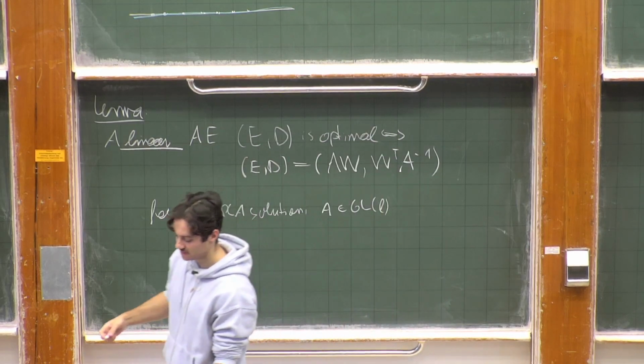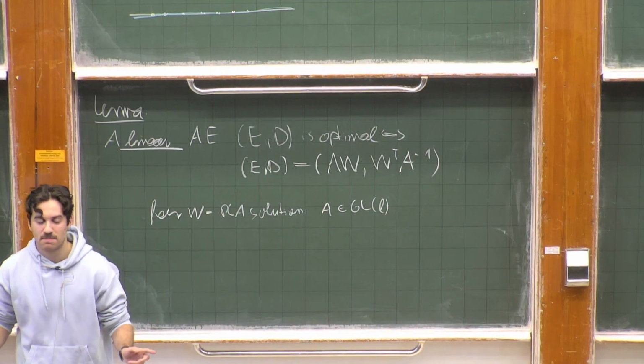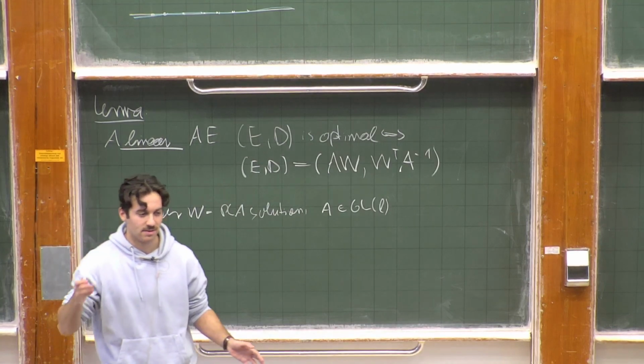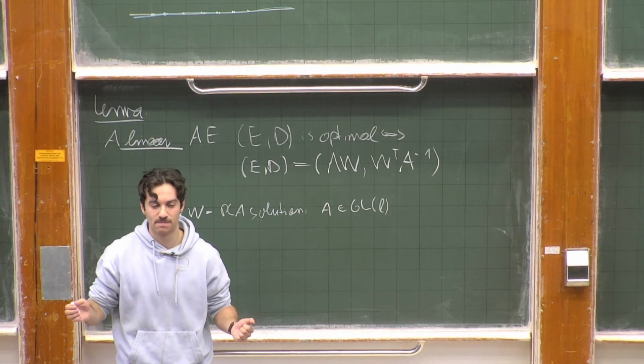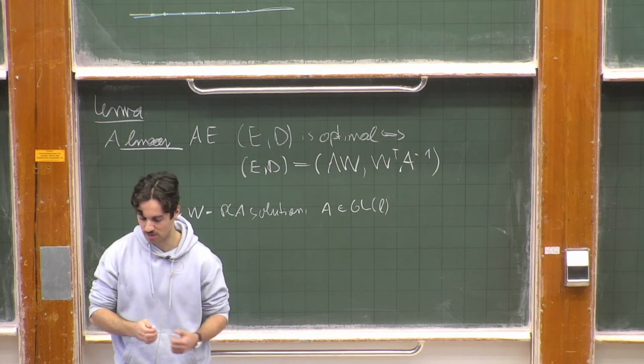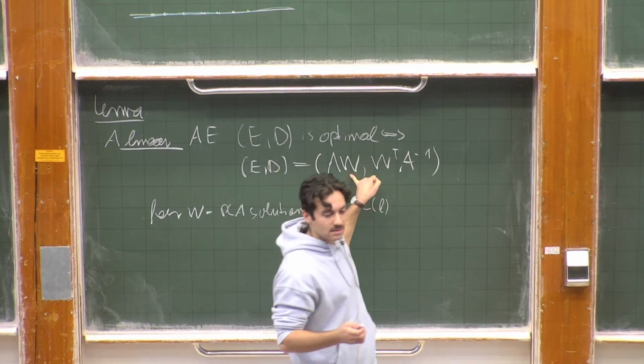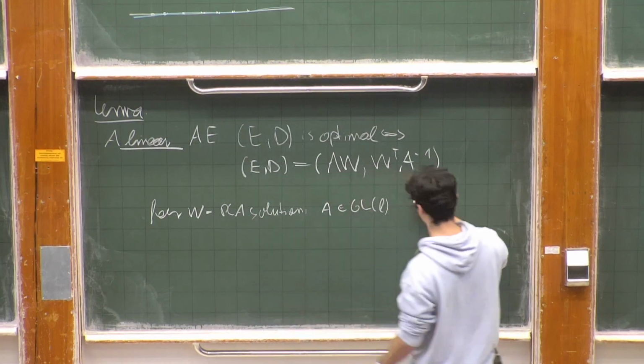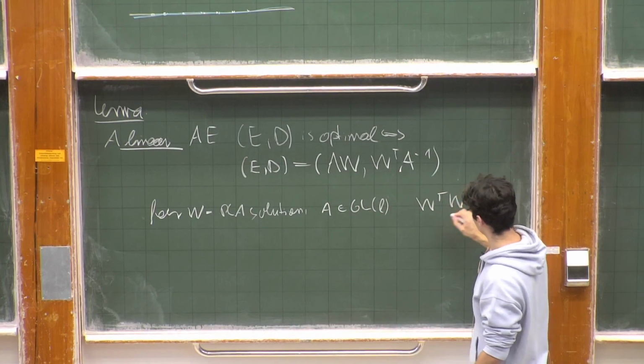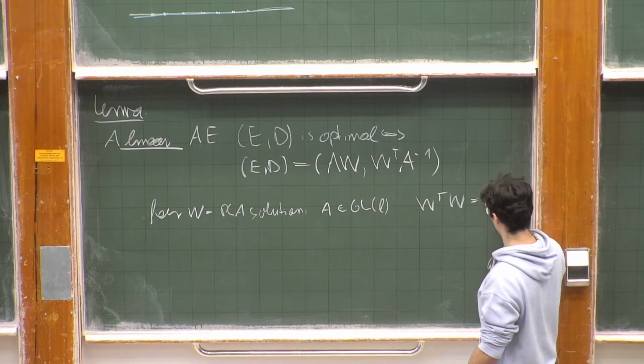And what do I mean by the PCA solution? Remember that PCA basically acts like an orthogonal projection onto a lower dimensional space, and W is the matrix such that W transpose W is the projection.